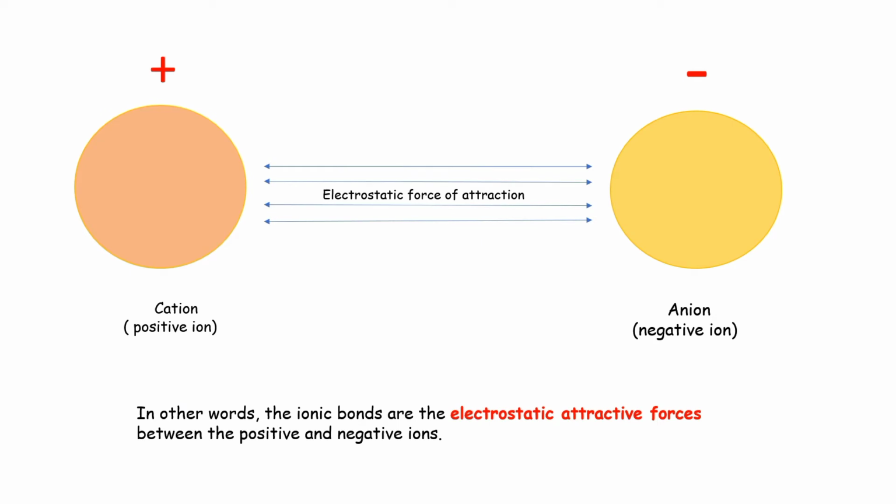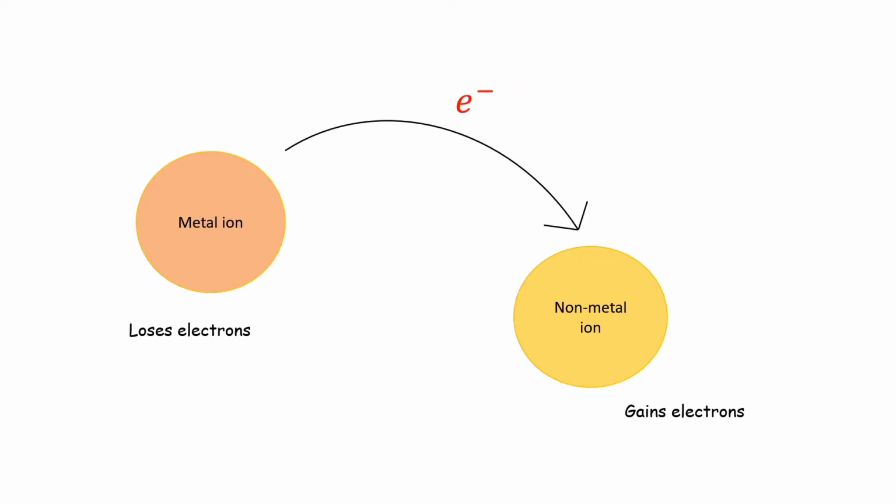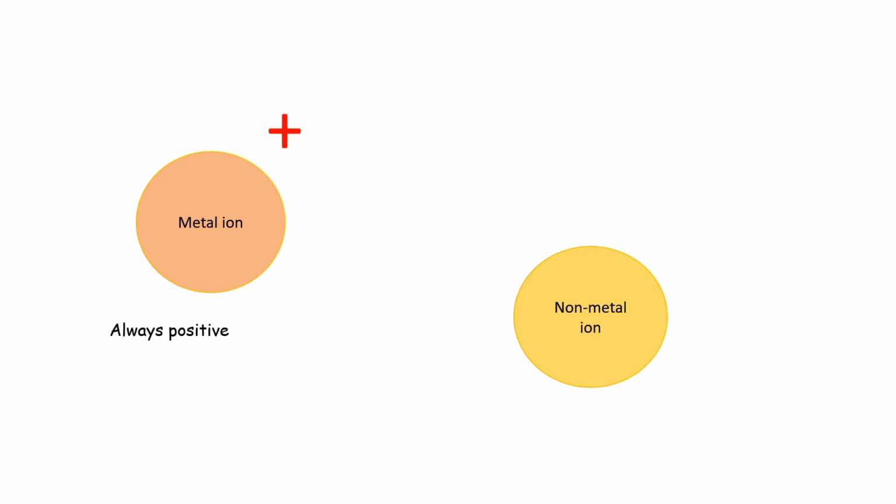So in other words, we can say that ionic bonds are the electrostatic attractive forces between the positive and the negative ions. Now, a very important point to remember is that ionic bonds are formed only between metallic and non-metallic ions. So here the ions are formed when electrons are transferred from a metal atom to a nonmetal atom. The metal atom loses electrons from its last shell to become a positive ion, also called the cation, and the nonmetal atom gains electrons into its last shell to become a negative ion, also known as the anion.